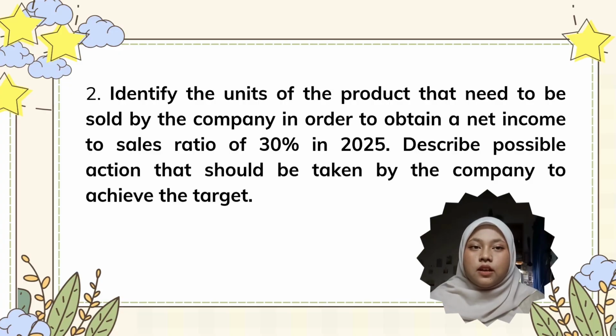So today I will explain how the company calculates the number of units needed to achieve a 30% net income to sales ratio in 2025. I will start with question number 2: identify the units of the product that need to be sold by the company in order to obtain a net income to sales ratio of 30% in 2025. Then describe possible actions that should be taken by the company to achieve the target.